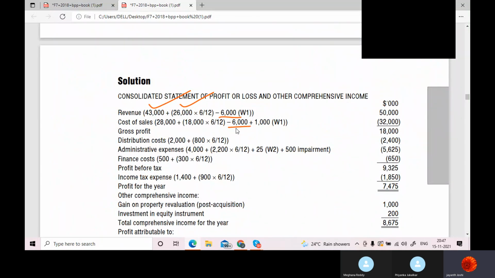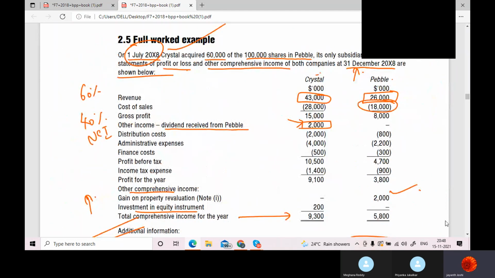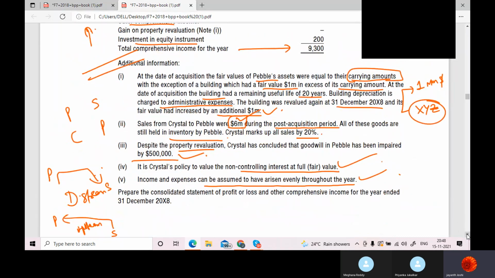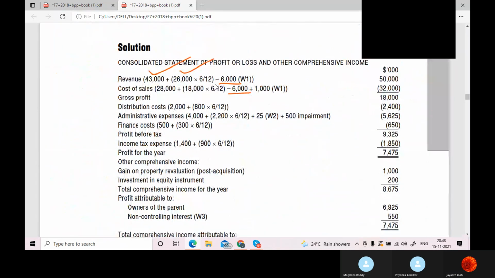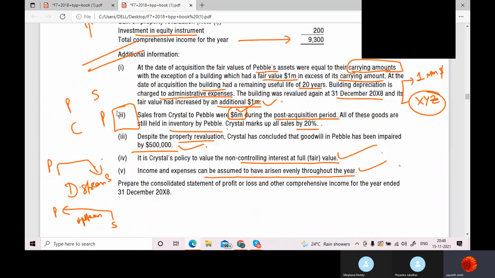But before going into cost of sales, I will see what the cost of sales of the subsidiary is. 18,000, I need to take it for half of the year. Why? Because it's a mid-year acquisition. So we did it. Parent's cost of sales, and this is the adjustment which we are winding up now. But one small thing, there's a markup given.